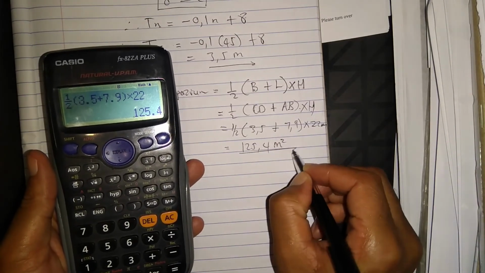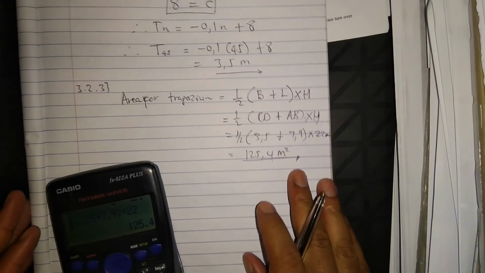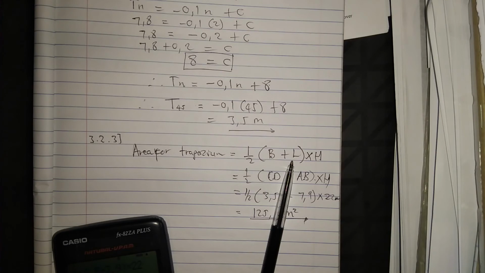meters squared. This is our area for the air traffic control tower, its front view. So here our video ends.